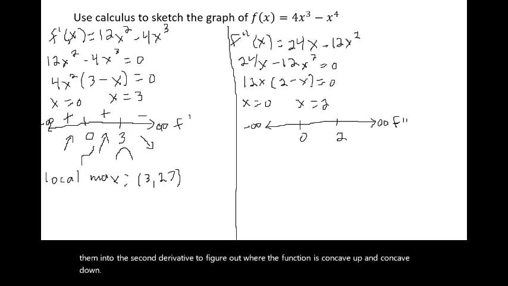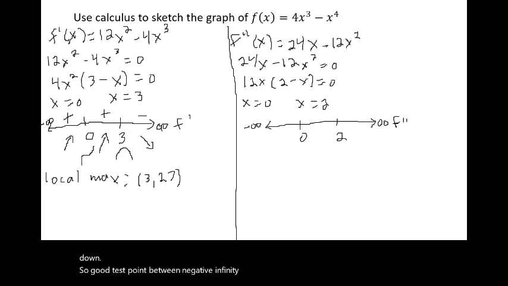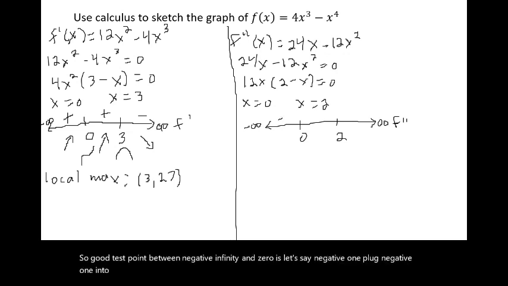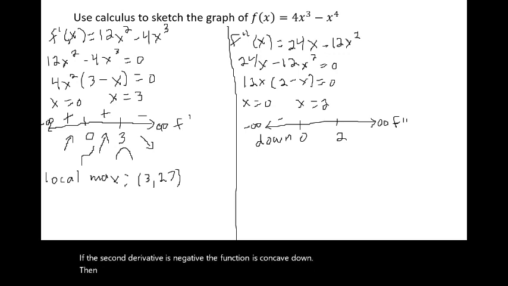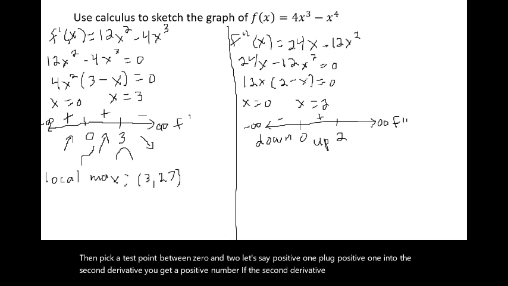So good test point between negative infinity and 0 is, let's say, -1. Plug -1 into the second derivative and you get a negative number. If the second derivative is negative, the function is concave down. Then pick a test point between 0 and 2, let's say +1. Plug +1 into the second derivative, you get a positive number. If the second derivative is positive, the function is concave up.